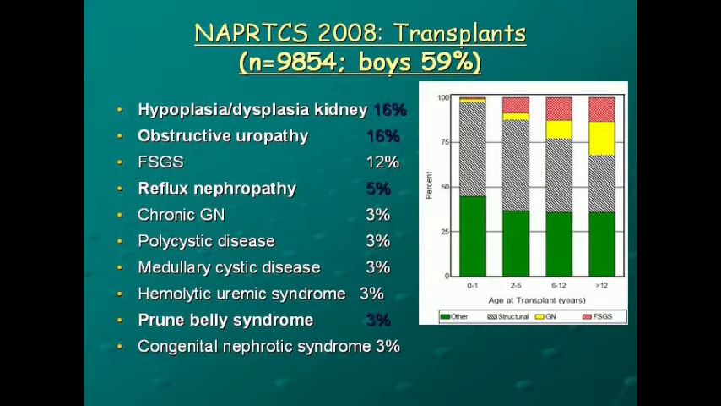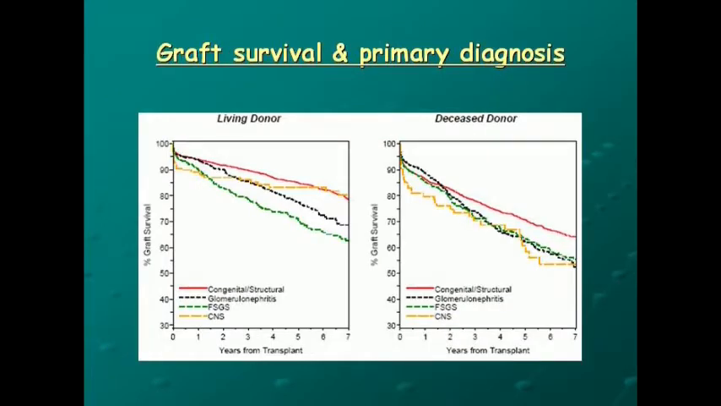The younger the patient, the more likelihood that he would be having a structural anomaly compared to an older patient. So structural anomalies like valves, neuropathic bladder, etc., are much commoner in younger children. And if one looks at the graft survival in relation to the primary diagnosis, the best graft survivals are seen in patients who have congenital and structural changes. Again, this is not data from one or two series, this is data on 10,000 patients. So patients who have congenital or structural anomalies have the best long-term transplant outcomes.